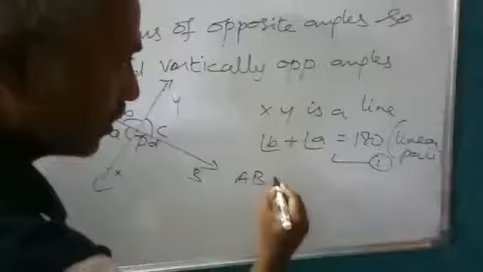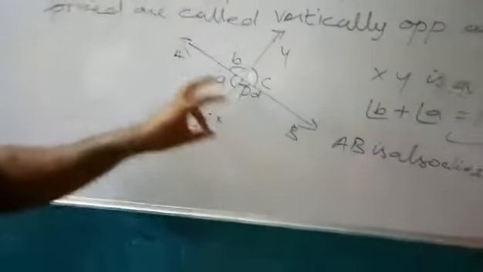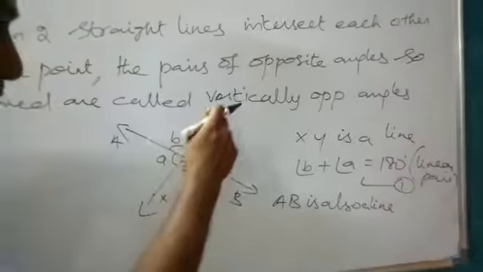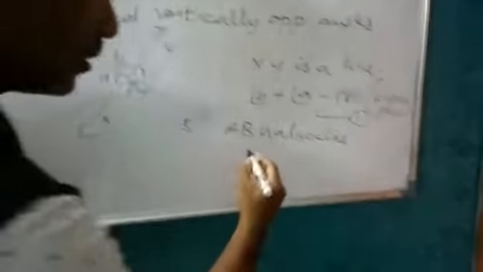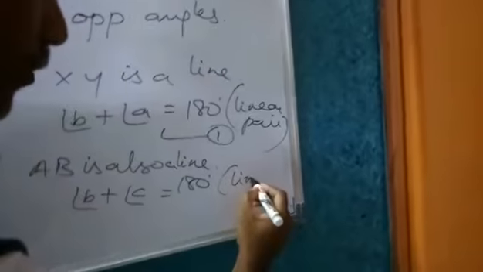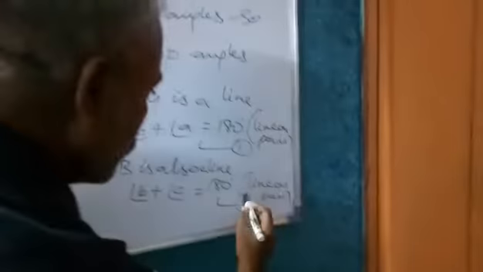Okay, this is taken as equation 1. Now you are considering the line AB. AB is also a line, and another line, PY, intersects it. So here B and C are adjacent angles on this straight line. That means the sum of those two angles equals 180 because of linear pair. Now this is taken as equation 2.